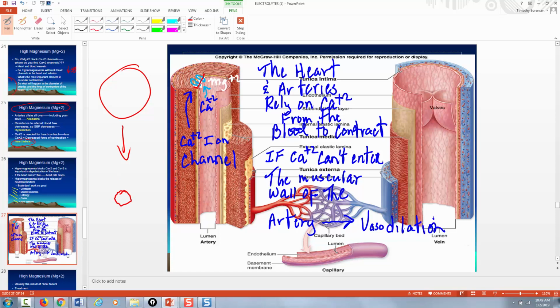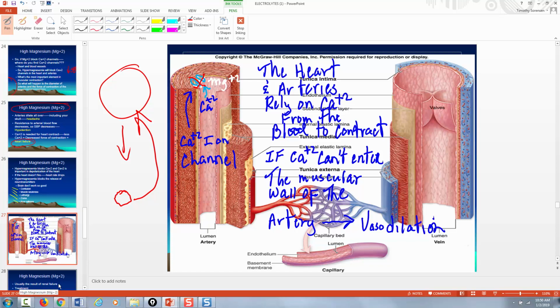Magnesium blocks calcium channels. So the artery will not be able to contract, so it will dilate. So all of the arteries will dilate. These people will be, their blood pressure will become low, their skin will become warm and red, and that could be bad for you.